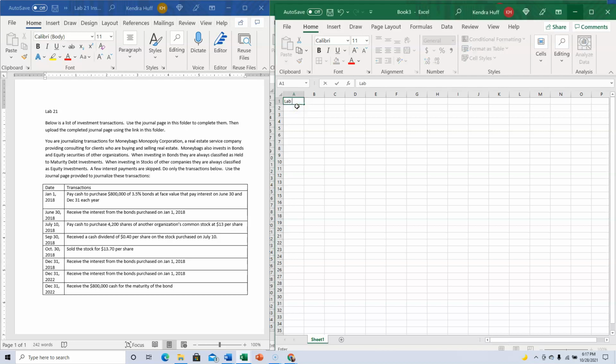This is lab 21. We're getting close to the end, just a few more to go. All right, so below is a list of investment transactions. Use the journal page in the folder. As normal, there's a template in the folder. You can use the template if you prefer. I'm going to use Excel and then upload.